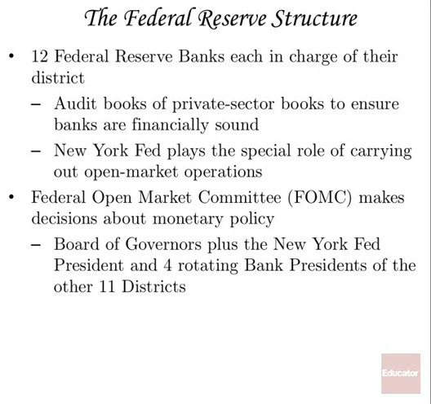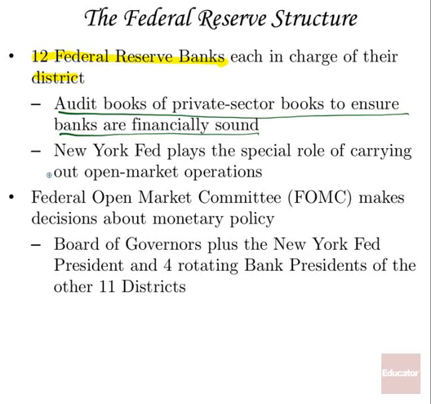So the Federal Reserve structure. How does it work here? You have 12 Federal Reserve banks, and they're each in charge of their district. What happens is the following: they audit the books of private sector banks to ensure that banks are financially sound. They get the books and audit them. They make sure that what's stated in there reconciles with what's actually going on in the banks.